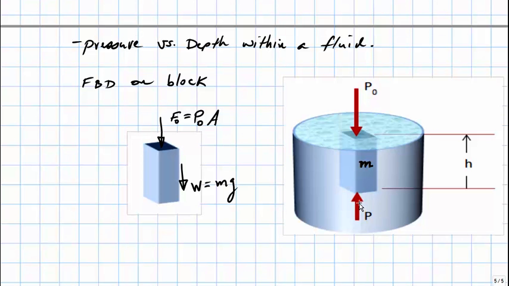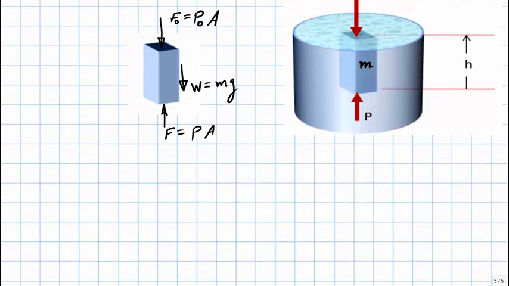Finally, the pressure on the bottom surface of this block is directed upward, and it produces a force that we'll call F. That force equals that pressure located at the bottom surface times the area. This block is in static equilibrium, therefore if we add the forces in the y direction, they will equal 0. We have 3 forces, so we'll extend 3 fingers from this summation.